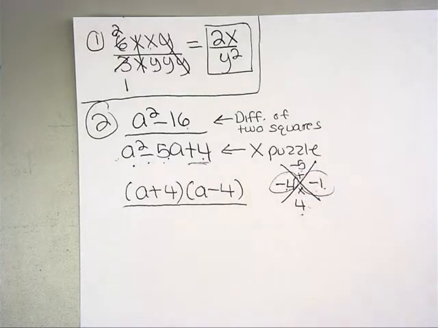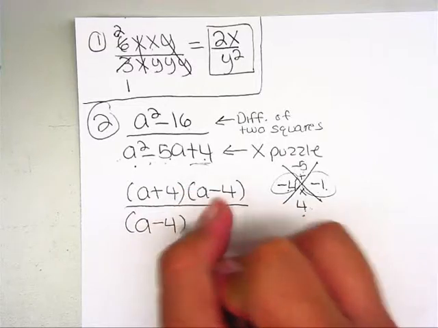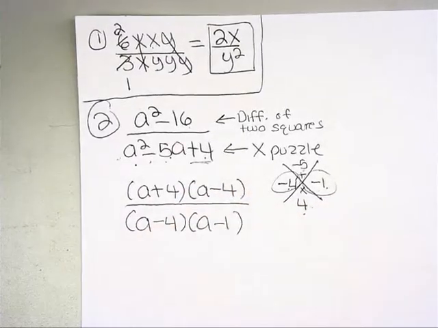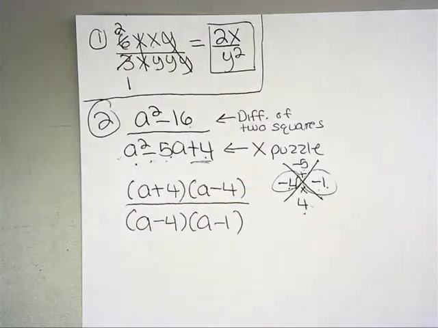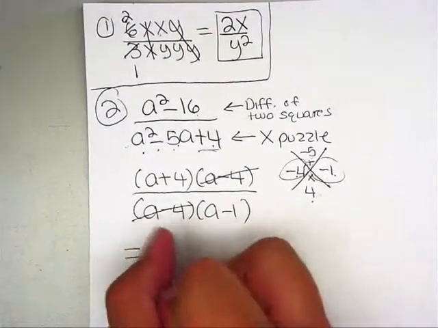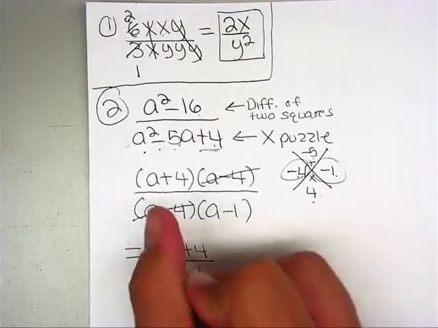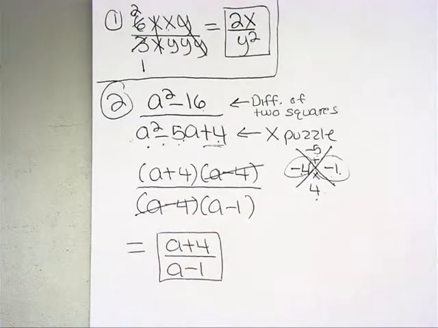Using the answers from the side of my x puzzle, I can write a minus 4 times a minus 1. Now I see that the a minus 4's cancel. So my answer is equal to a plus 4 over a minus 1. Let's go to question 3.